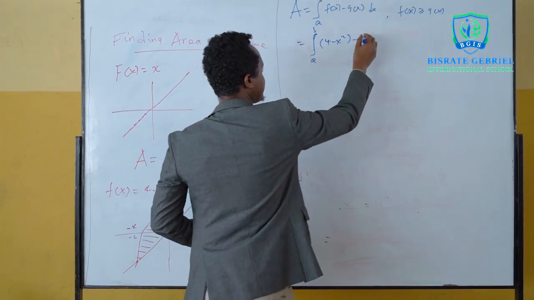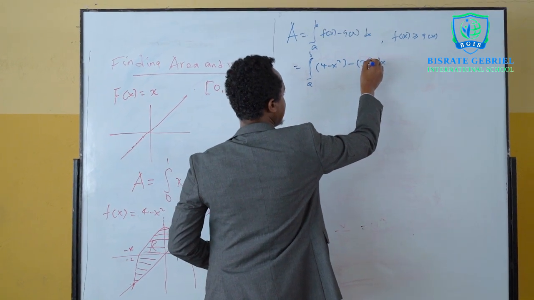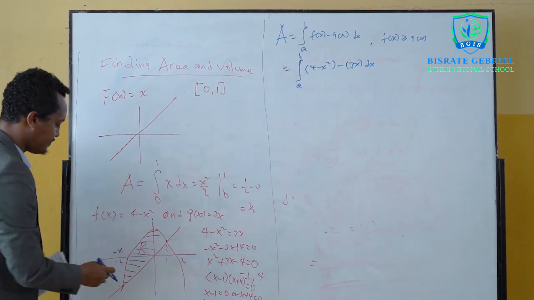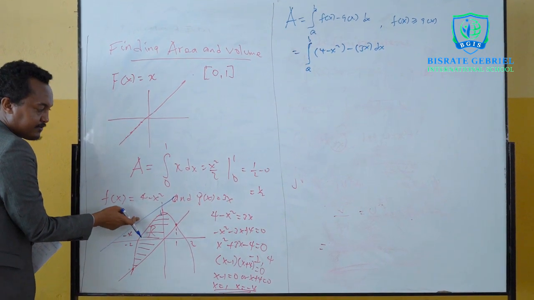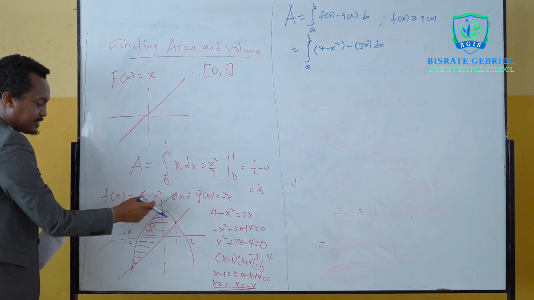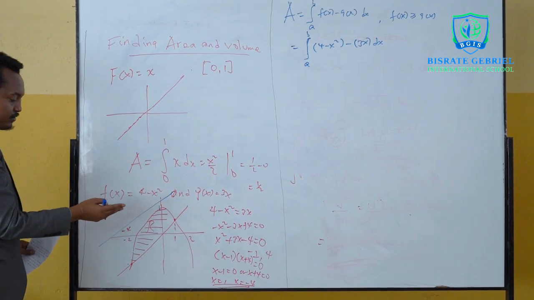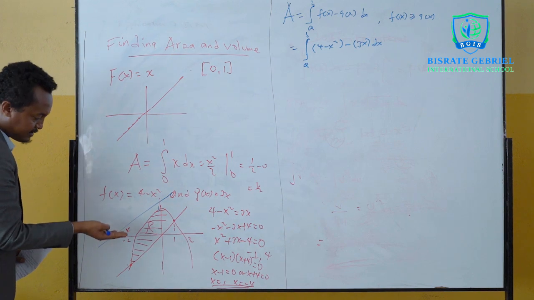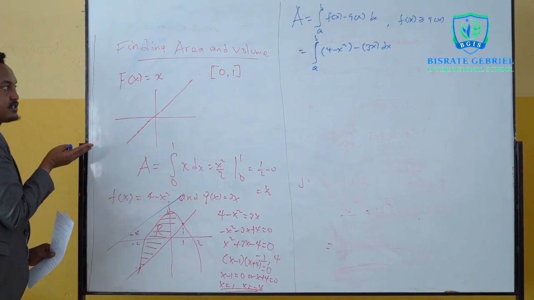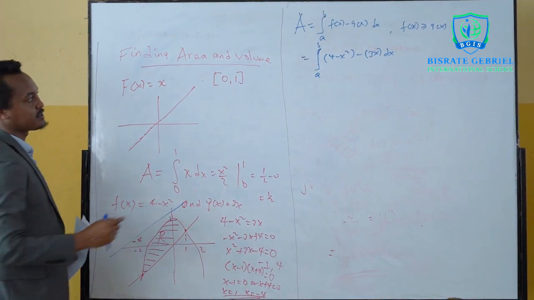Minus, and that's 3x. Sometimes the other function may be on the upper side, so we take that one first, not just by saying f of x and g of x. We just take the first function by looking at the graph. When one of the graphs is above the other, we take that one first, then we take the next.